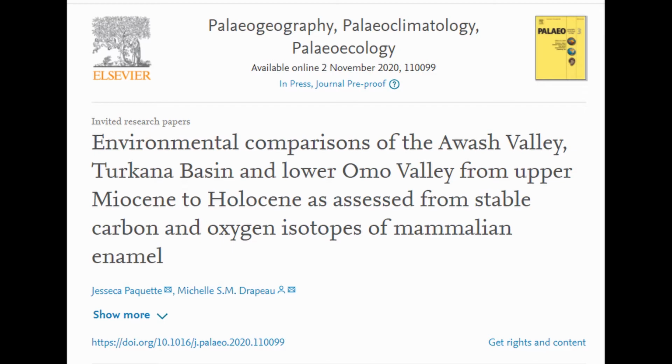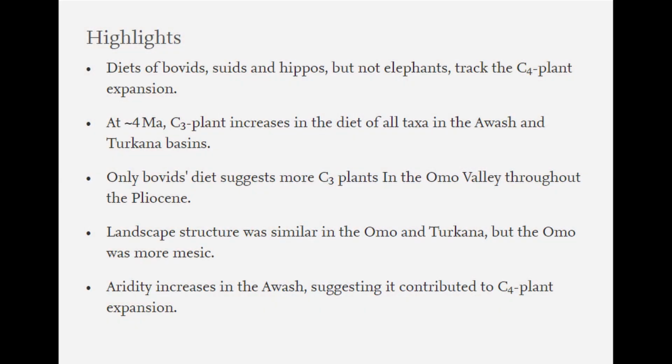So here we're going to look at environmental comparisons of the Awash Valley, Turkana Basin and Lower Omo Valley from Upper Miocene to Holocene, as assessed from stable carbon and oxygen isotopes of mammalian enamel. And this is by Paquette and Drapeau. So let's have a look at the highlights. The highlights are as follows.